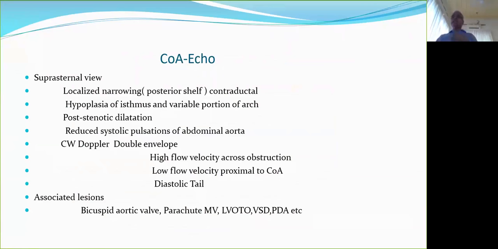And we speak of a diastolic tail, which I'll show you in a second, which is a sign of severe coarctation. And of course, in the heart, you look for associated lesions like bicuspid aortic valve, parachute mitral valve, LVOT obstruction, VSD, ductus, see whether there's an ASD.